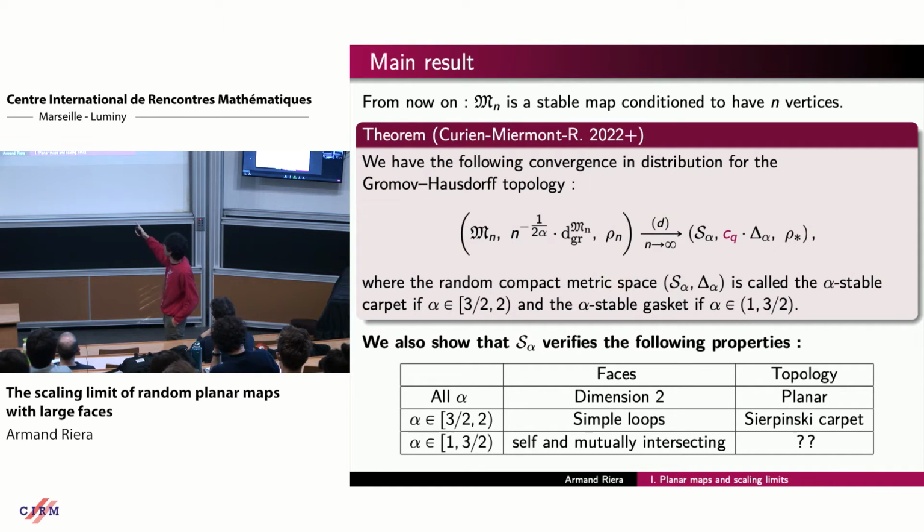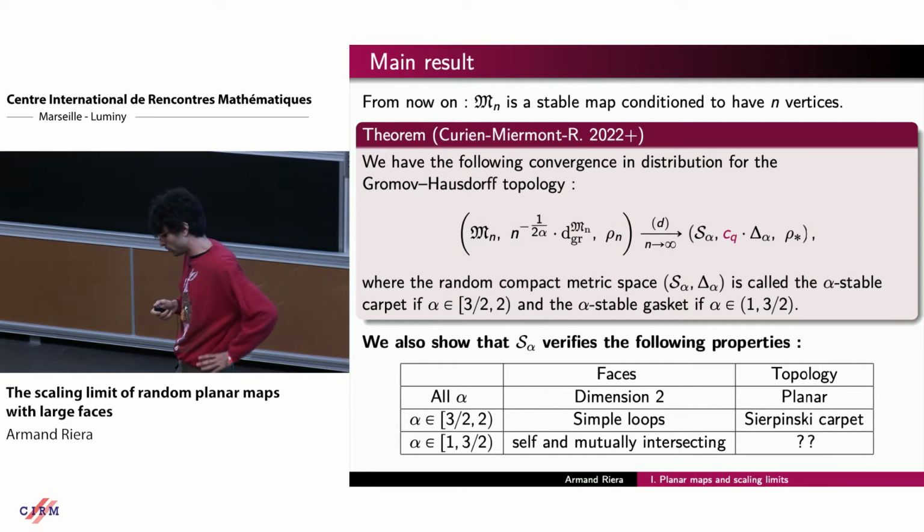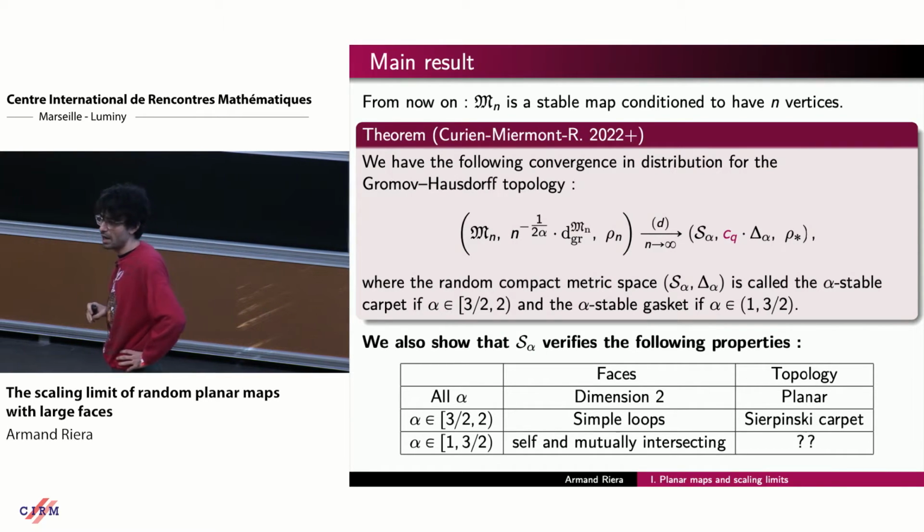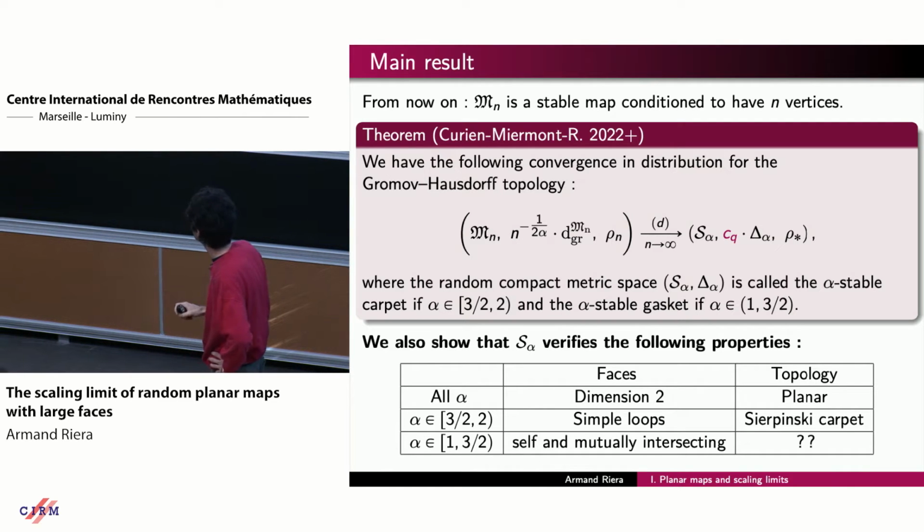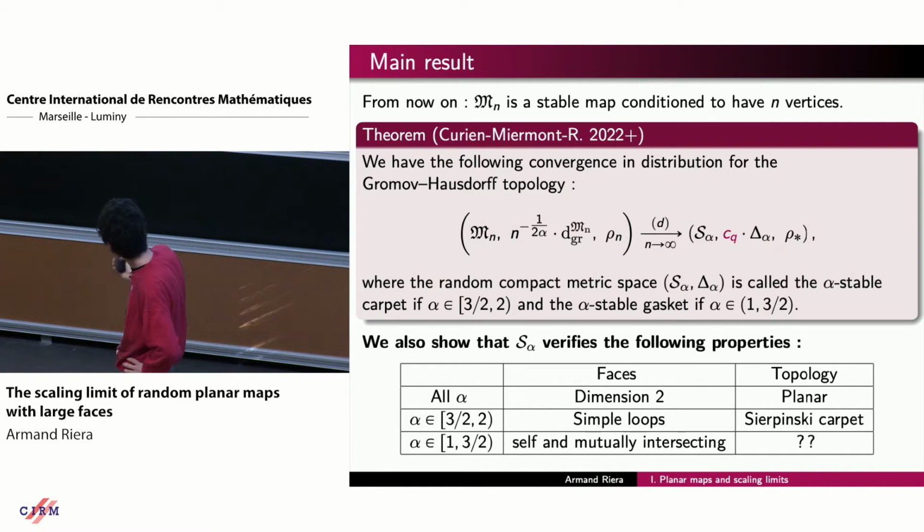And because, of course, our convergence theorem characterizes the topology, but another thing is to understand it. And when alpha is smaller than 3/2, things are more complicated, and phases are so large that they become self and mutually intersecting, and we don't really know if the topology depends on alpha or if it's random or not. We have some ideas of how to tackle this question, but we don't have a proof at all, and we won't prove it in this work.